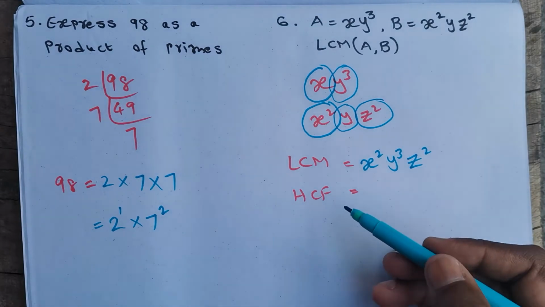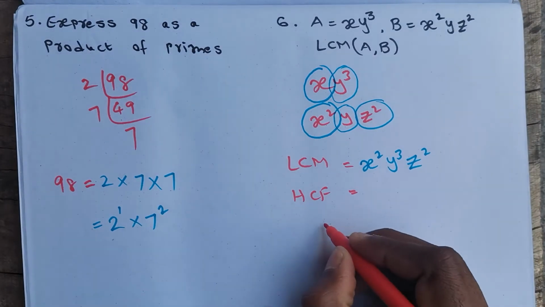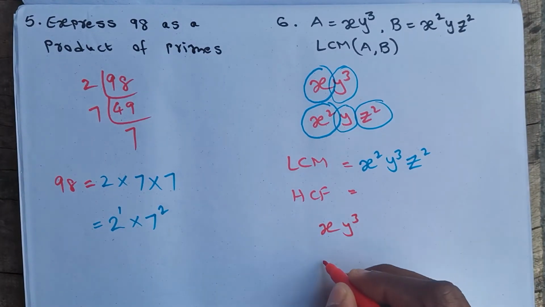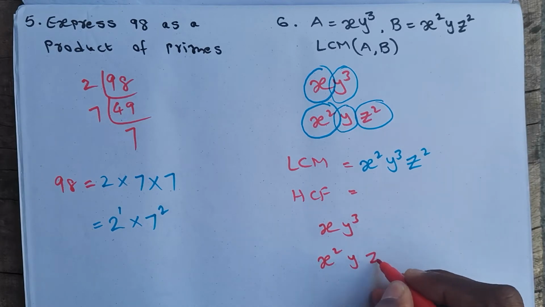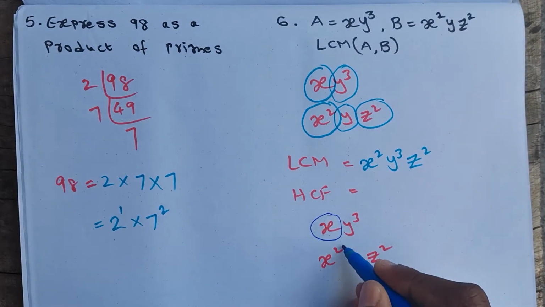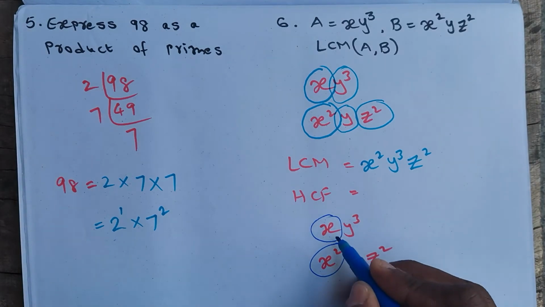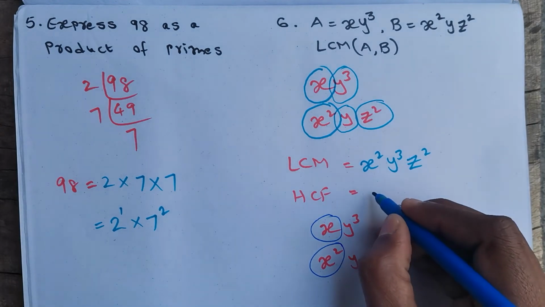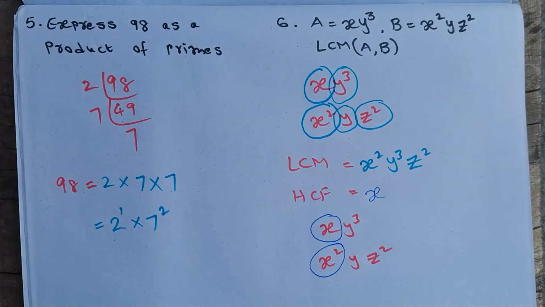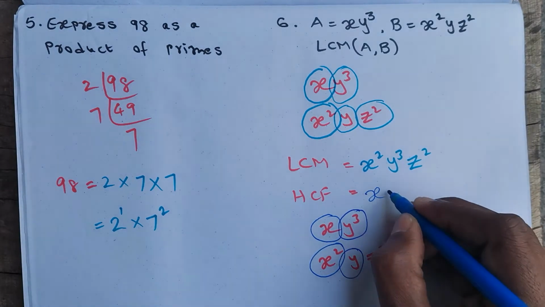Then when it comes to HCF, x y cube and x square y z square. When it comes to HCF, check the common alphabets and numbers. Here x is there, here x square is there. Now take the smallest power. Here x power 1, here x power 2. So x power 1 is the smallest. Here y cube, here y. Take the smallest power, that is y.